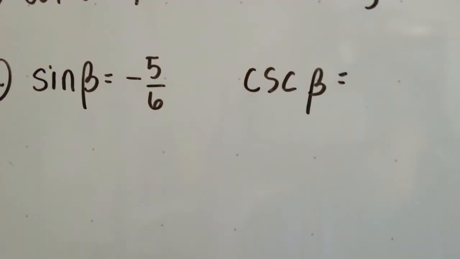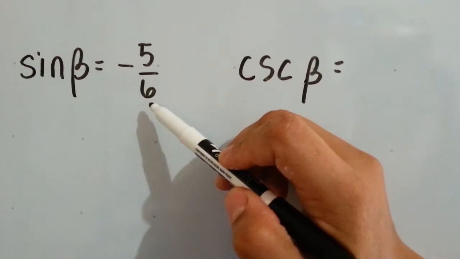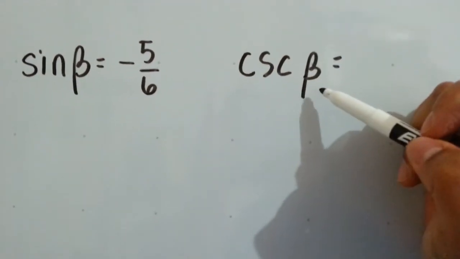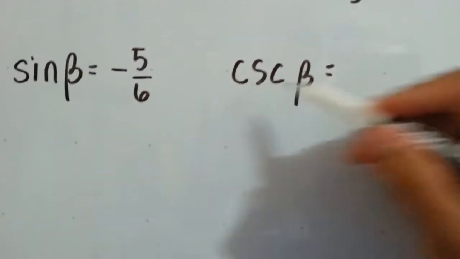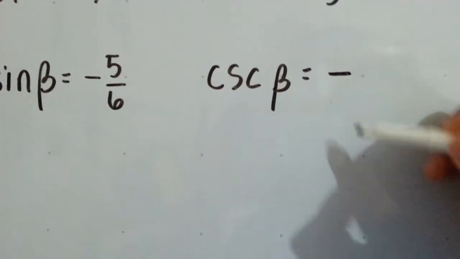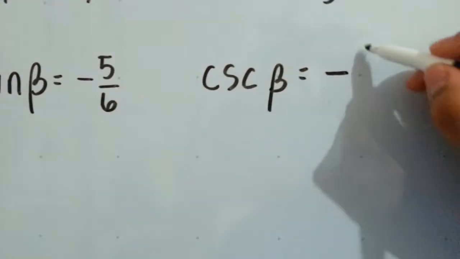Question number 2 says sine beta is -5/6. So what's the cosecant of beta? Sine and cosecant are reciprocals, so all we have to do is flip. The negative sign stays though, but you flip these, so you get -6/5.